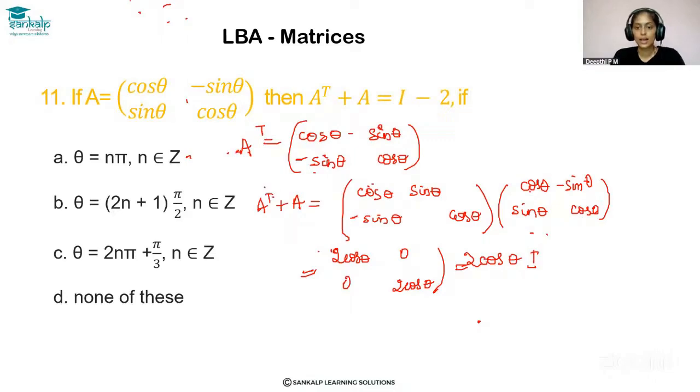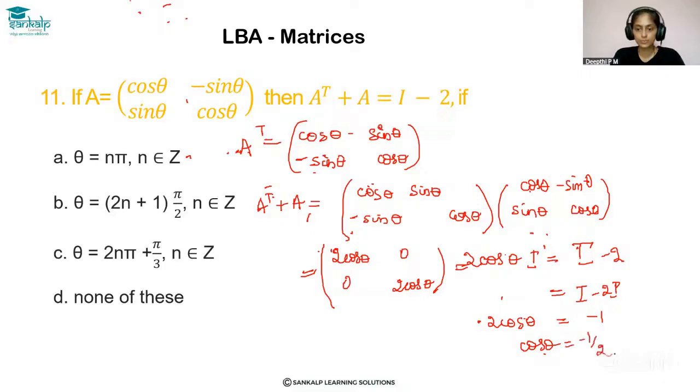And 2 cos theta into I will be equal to I minus 2. I minus 2, if we write it as I minus 2I, we get minus I, or minus 1. So 2 cos theta is equal to minus 1, then cos theta is equal to minus 1 by 2.